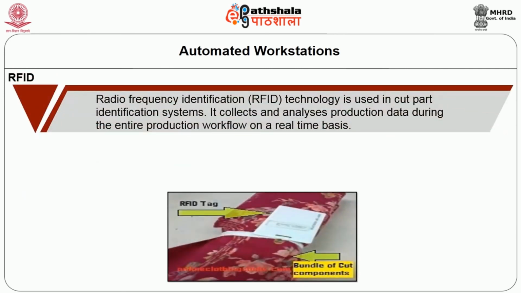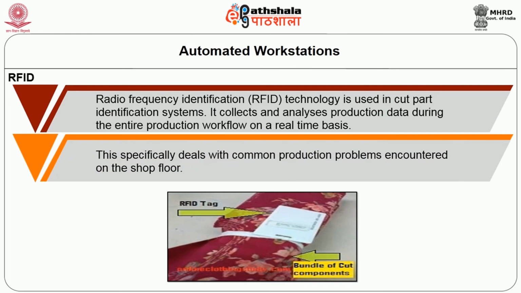And the next kind of technology which is used for apparel processing is the RFID technology. So RFID is nothing but the radio frequency identification technology, which is used in various parts of apparel manufacture. So it is used in cut part identification system. It collects and analyzes production data during the entire production workflow on a real-time basis. This specifically deals with common production problems encountered on the shop floor.